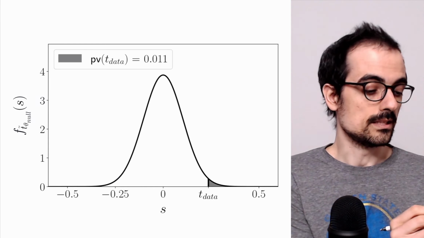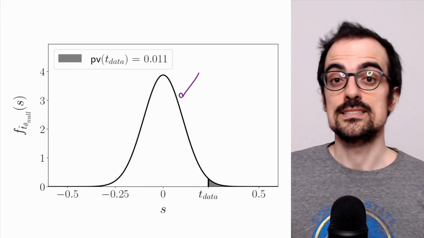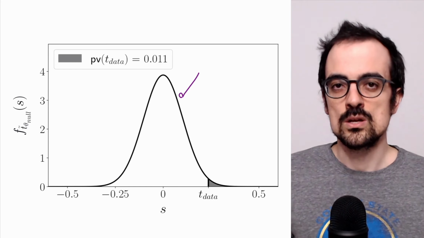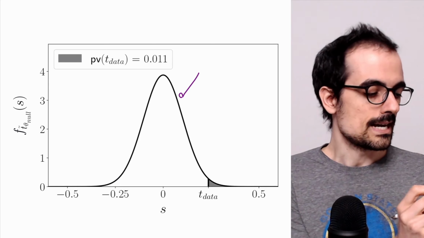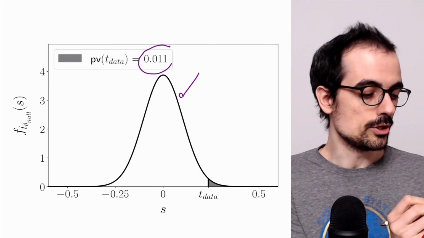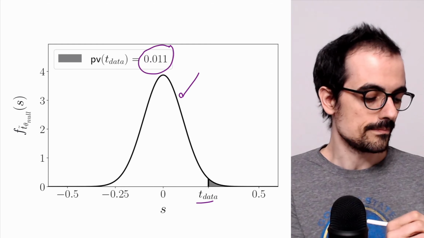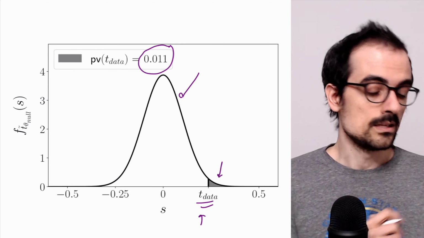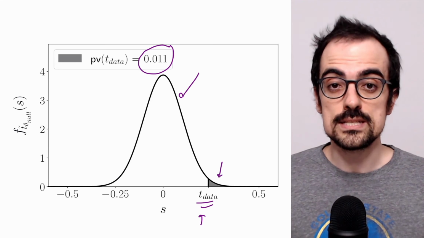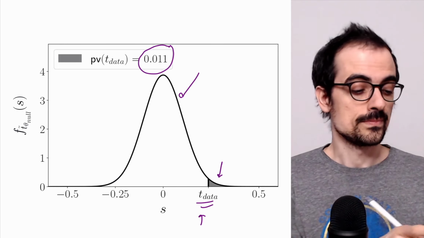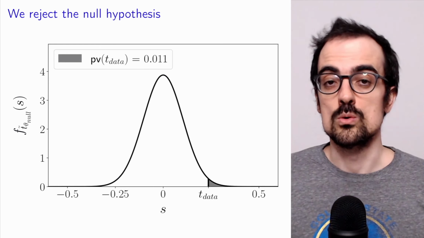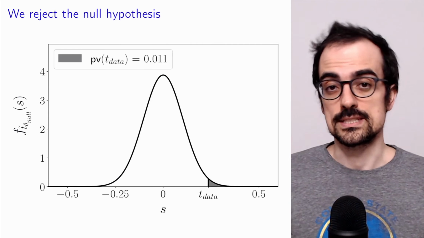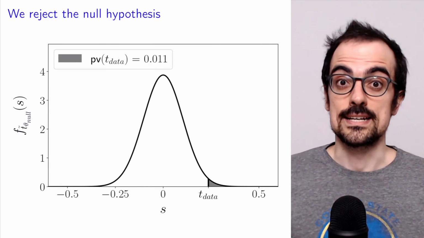So this is the distribution of the test statistic under the null hypothesis. We saw that under certain assumptions, it was Gaussian with a certain standard deviation. And the p-value associated to the observed test statistic, which is here, is equal to 0.011 because that's the probability that the test statistic under the null hypothesis is greater or equal to that value. In this case, this is below the significance threshold, 0.05, or the significance level, so we reject the null hypothesis.